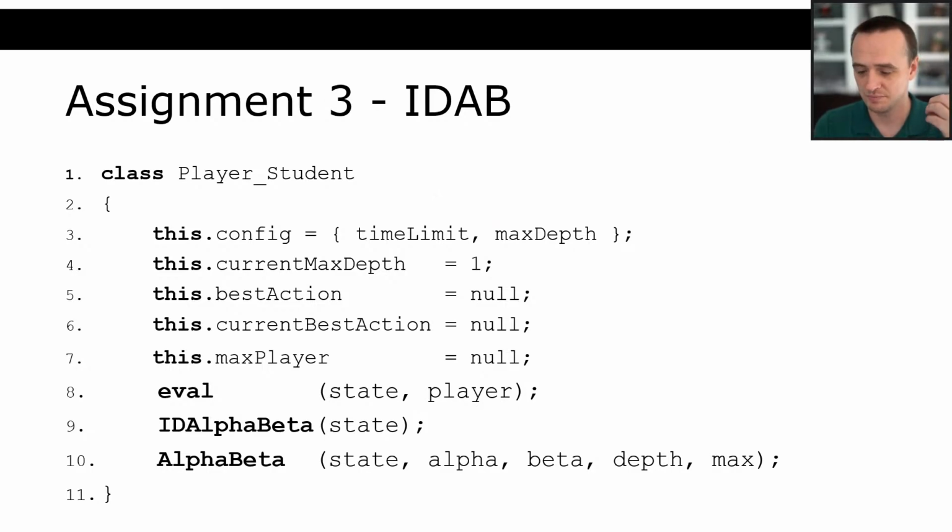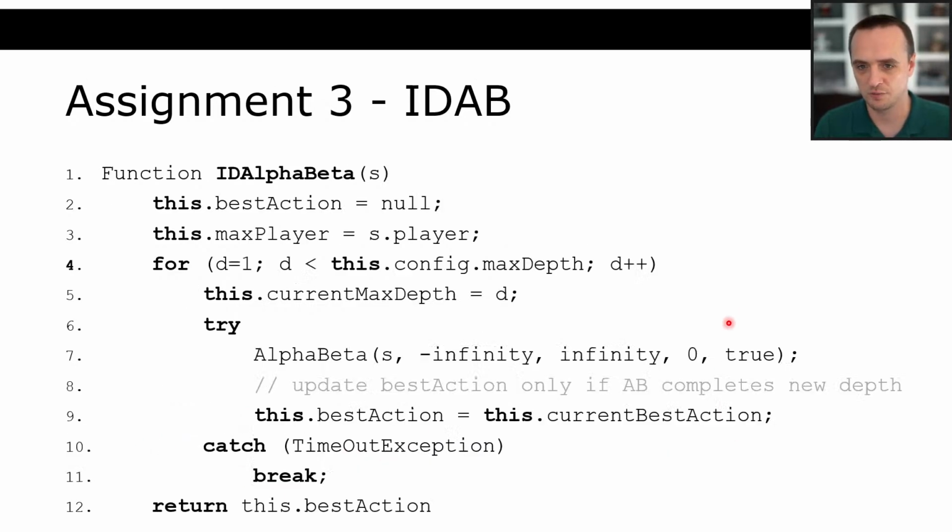I have essentially written down a bunch of assignment 3 for you. You are going to have a number of variables here talking about the current max depth that you're searching, the best action, the current best action, the max player, etc. And you are going to have a function, which is eval. Okay, that's the heuristic function. You're going to have iterative deepening AlphaBeta. That's a function. And you're going to have the AlphaBeta function itself. Just like in previous assignments, this is your iterative deepening AlphaBeta function. I have written it for you on the slides in pseudocode. Actually, it's almost exactly JavaScript. It's depressing how much I've done of this assignment for you.